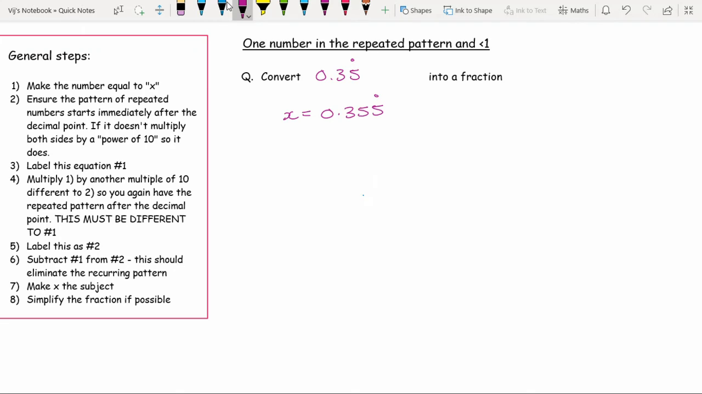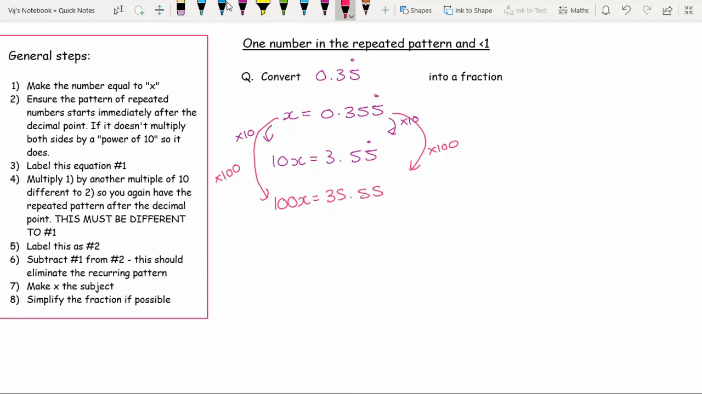So with this, what we need to do all relates to multiplying by powers of 10. If I multiply this by 10 to start off with, I'm going to end up with 10x equals 3.55 recurring. Now if I then take the original equation and multiply that by, let's say, 100, I'm going to end up with 100x equals 35.55 recurring.